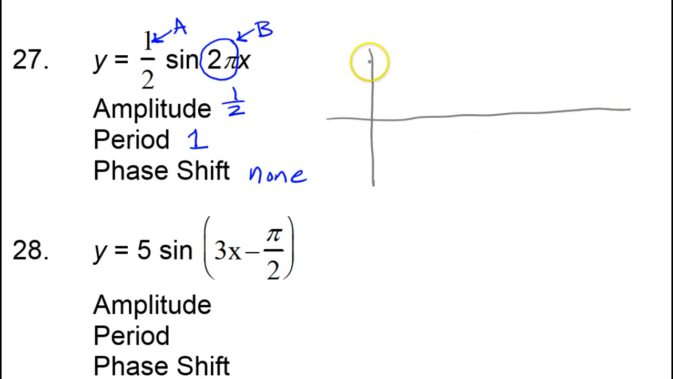So the amplitude is 1/2. So that means I'm going to go up to positive 1/2, and I'm going to go down to negative 1/2. Since the period is 1, over here I'm going to put 1 at the end. Then if I go right in the middle, this should be 1/2. If I go half of a half, that is 1/4. And if I go here, this should be 3 times 1/4, so this will be 3/4.